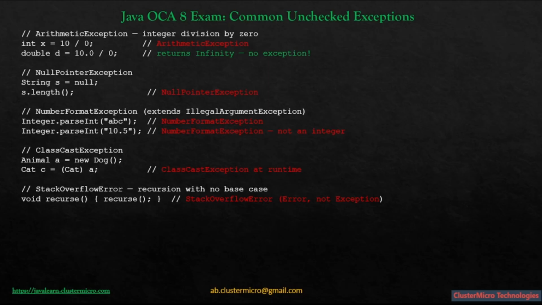This is exactly why you should always use instanceof before downcasting. Instanceof lets you check safely instead of finding out the hard way at runtime. And then we have StackOverflowError, right?